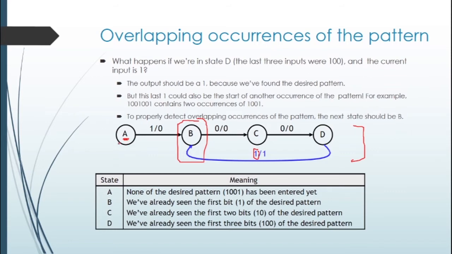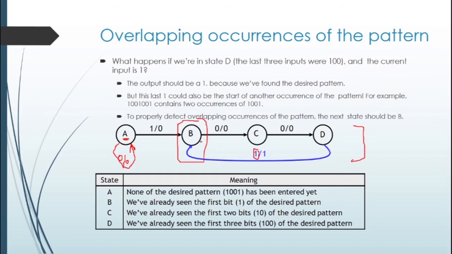It means it will not move to state B because the pattern has not yet started. It will move to B only when the actual pattern has started. So if it is 0, it will stay in state A. If we have got the input 0, it will not move to B, it will stay in state A. Similarly, from B there are two options.